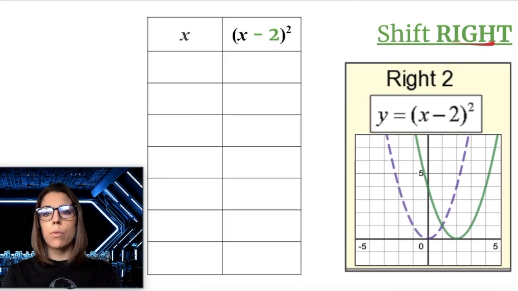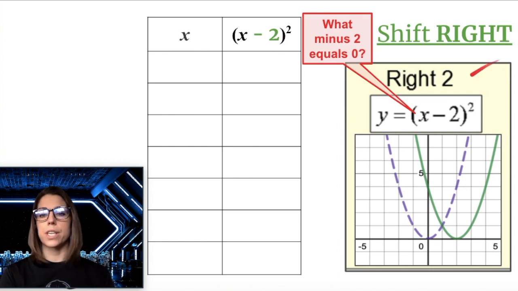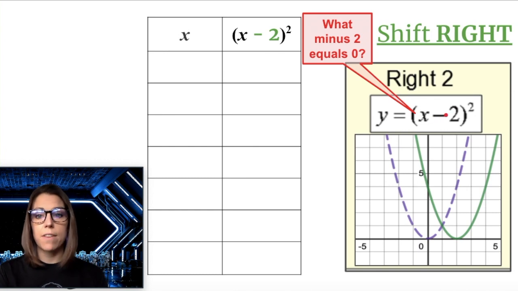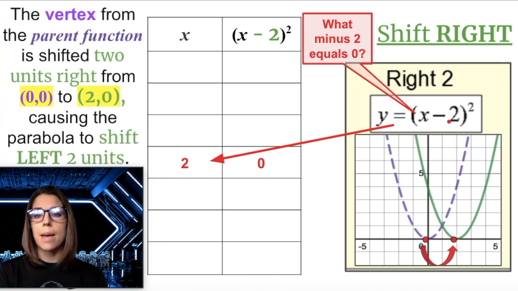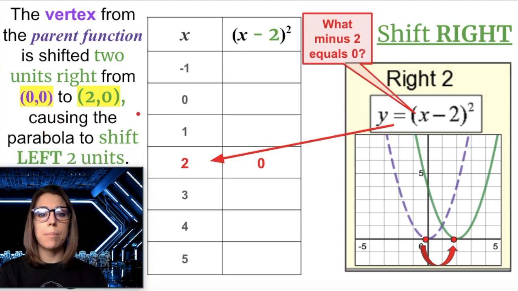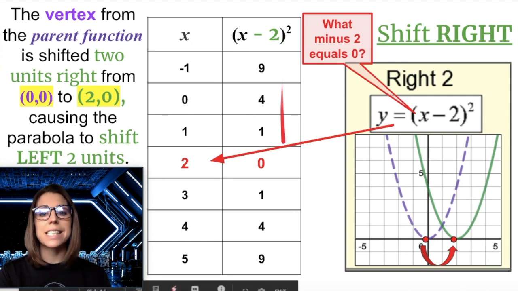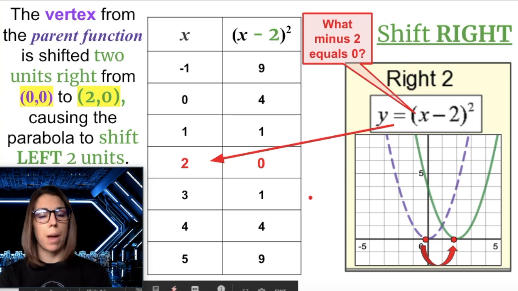So what's happening when we shift to the right? We ask ourselves the same thing. What value minus 2 will equal 0? Because I want to find the vertex, and the vertex will lead me to my set of endpoints. That would be 2 minus 2 is 0. So I can now see that my vertex has shifted to the right 2 units, causing every other point in my table to also shift to the right. So now my inputs have to change to produce the same series of outputs as my parent function.